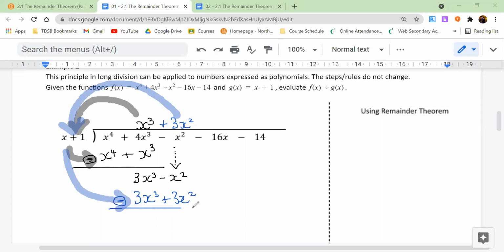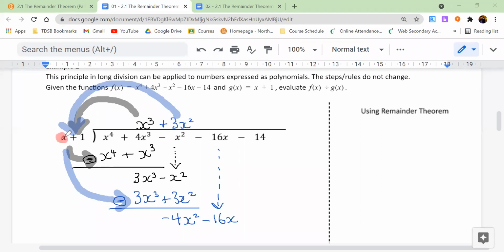Before we subtract, I just want to point out how my answers of x to the power of 3, x to the power of 2 are lined up with the same degree in the dividend. They just look nicer, so I highly recommend you do that too. 3x cubed minus 3x cubed is 0. Negative x squared minus positive 3x squared is negative 4x squared. And then drop down the minus 16x.